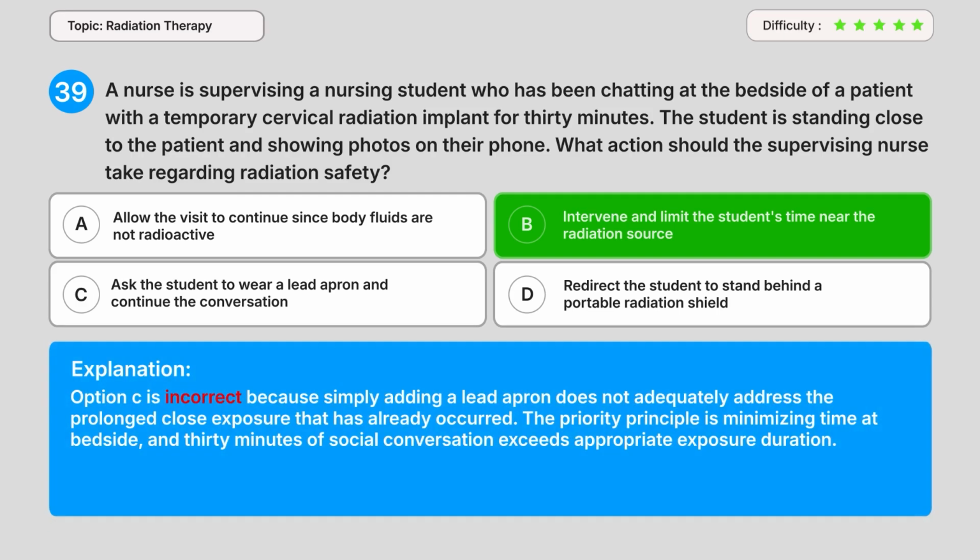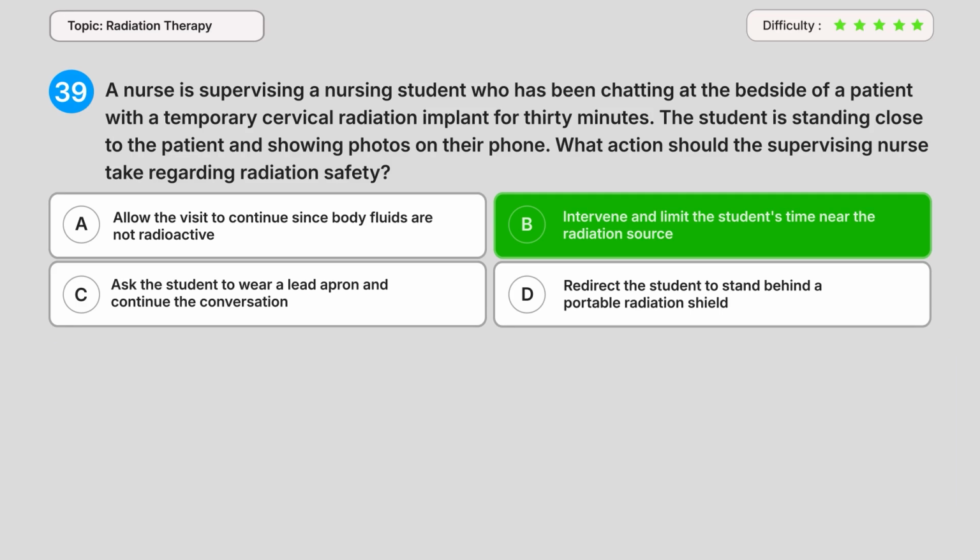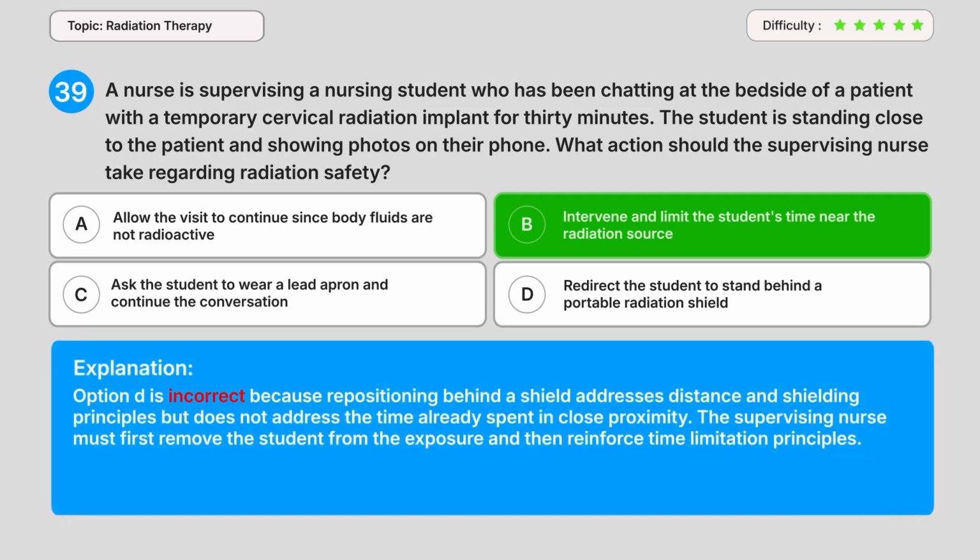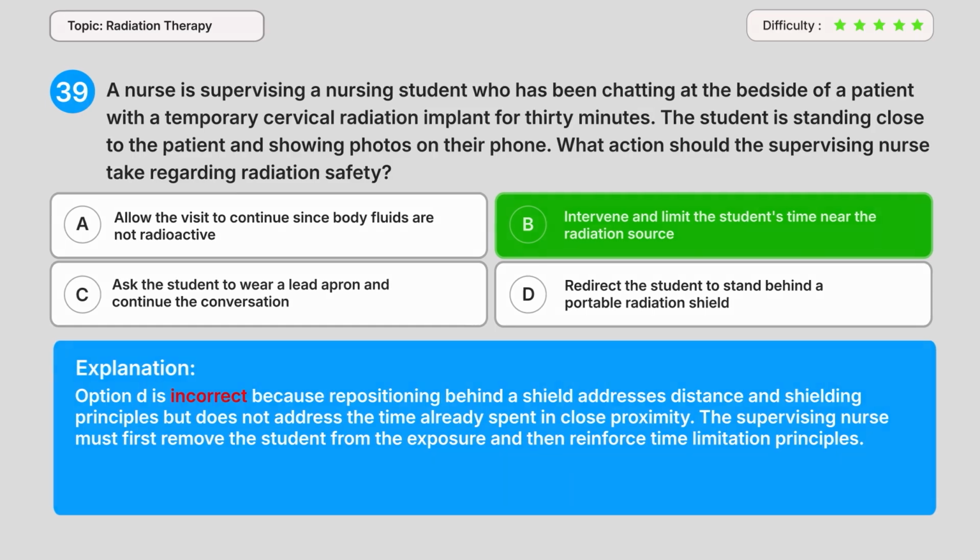Option C is incorrect because simply adding a lead apron does not adequately address the prolonged close exposure that has already occurred. The priority principle is minimizing time at bedside, and 30 minutes of social conversation exceeds appropriate exposure duration. Option D is incorrect because repositioning behind a shield addresses distance and shielding principles, but does not address the time already spent in close proximity. The supervising nurse must first remove the student from the exposure and then reinforce time limitation principles.